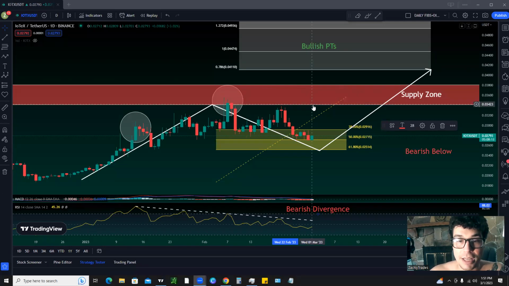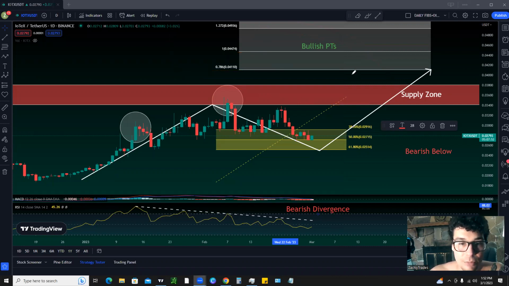Now, this zone in particular is going to be from 0.034 all the way up to about 0.038. Okay, that's roughly going to be the overhead supply zone. And if we can break through that supply zone, we can possibly hit our bullish price targets to the upside of 0.041, 0.044, and potentially even 0.049.